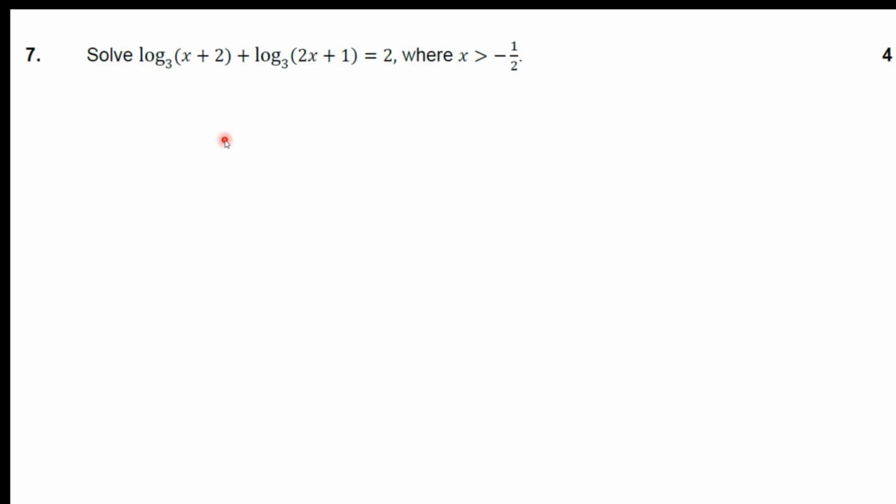In this video, I'm going to go over the answers to questions 7 to 12. Here is question 7. You can see it's worth 4 marks and it's a log equation question.